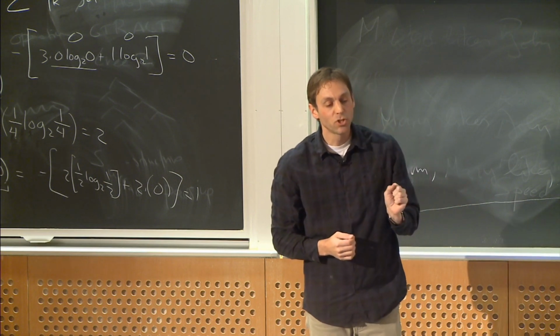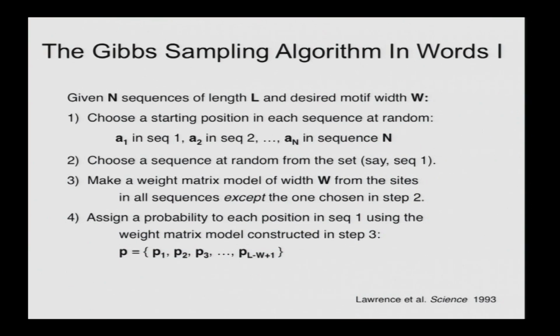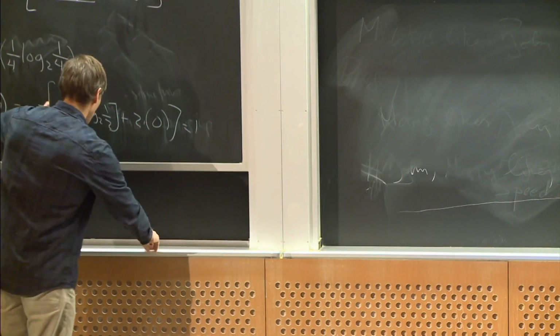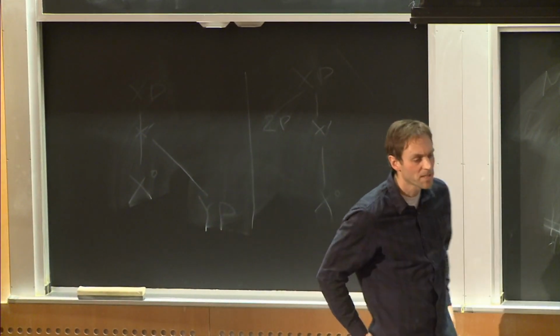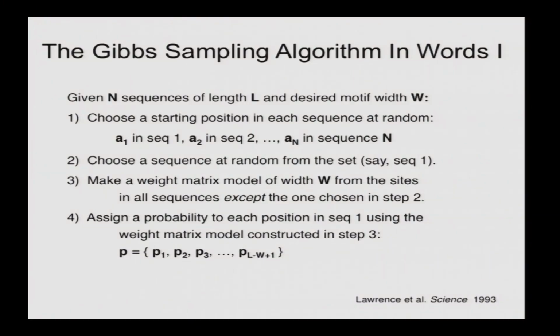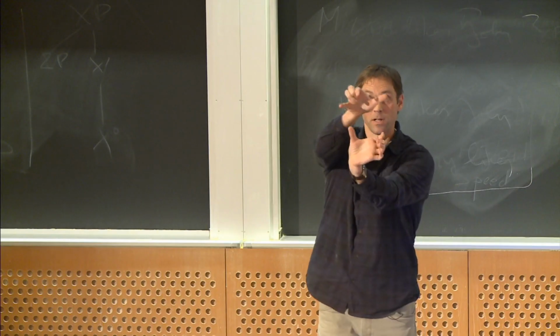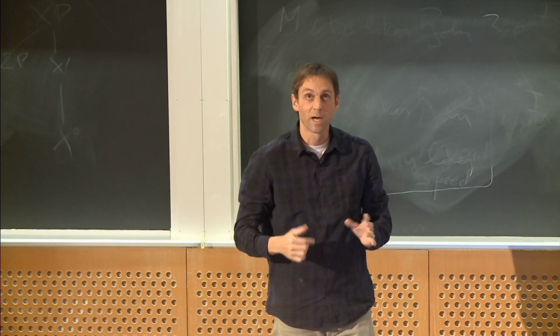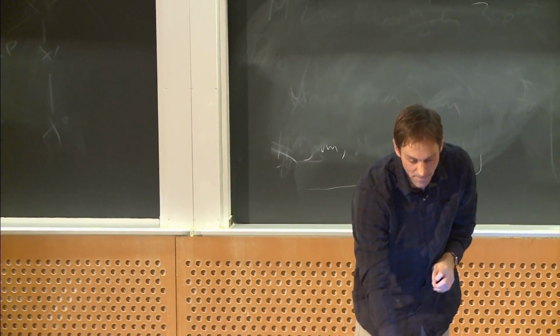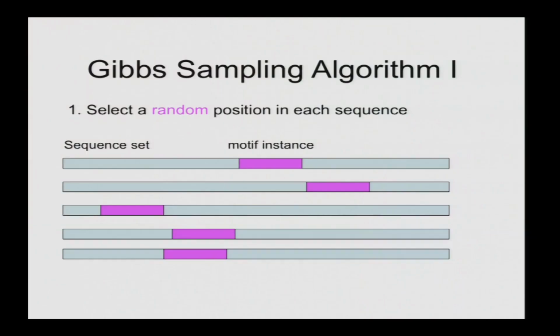Then you choose one of those sequences at random, say the first sequence. You make a weight matrix model of width W from the instances in the other sequences. I have slides on this, so we'll just do it with the slides. You'll see what this looks like in a moment. You have instances here in this sequence, here in this one, here. You take all those, line them up, make a weight matrix out of those, and then you score the positions in sequence 1 for how well they match. So these are your motif instances, again totally random at the beginning.